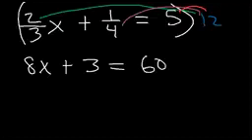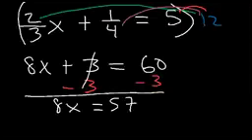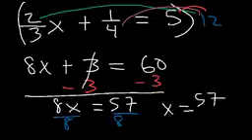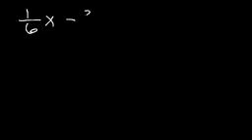Now our next step, now that we cleared away all fractions, we need to subtract both sides by 3. 60 minus 3 is 57. At this point, we could divide both sides by 8. So the answer is 57 over 8. Let's try another problem like that. Try this one.